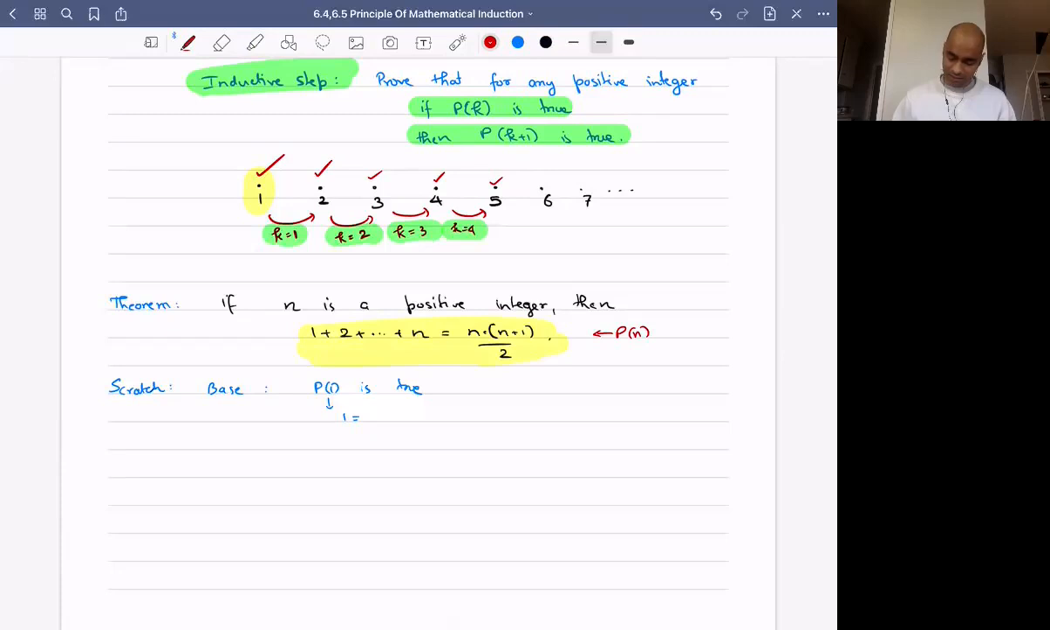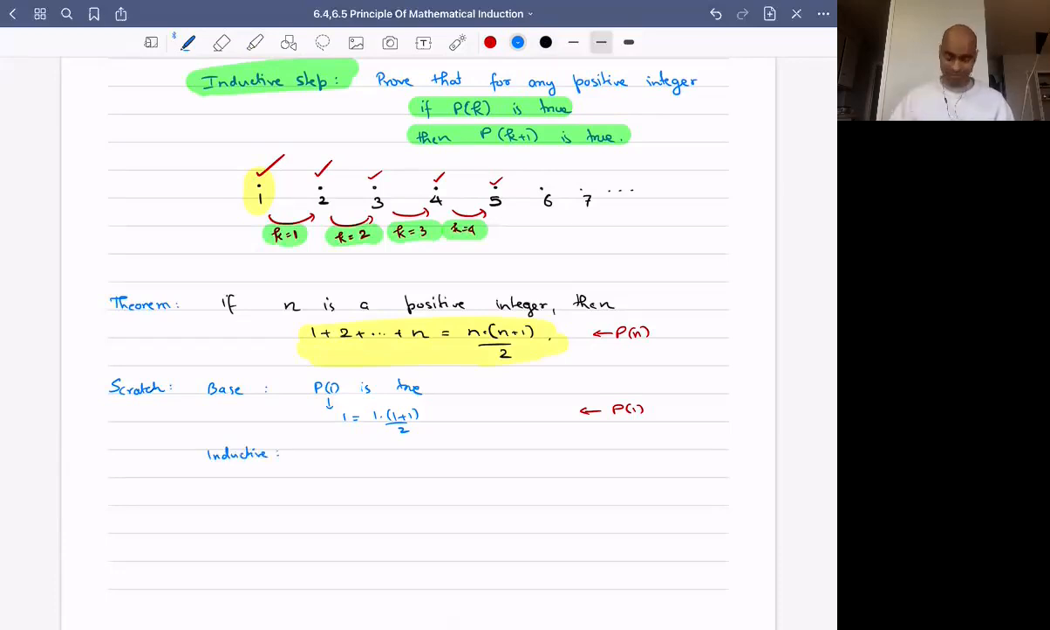Then P1 becomes 1 is equal to 1 times 1 plus 1 over 2. And I can see that it just simplifies to give the right answer. So I'll leave the scratch work here. Now comes the more interesting one. That is the inductive step.